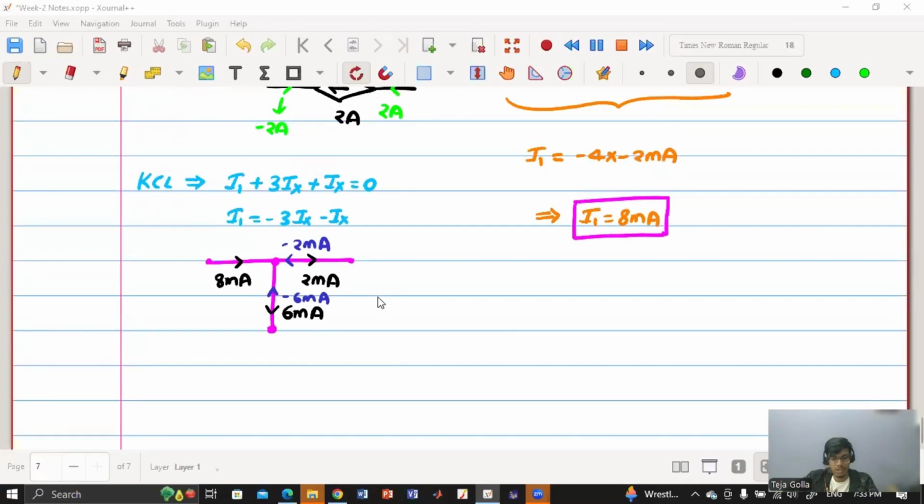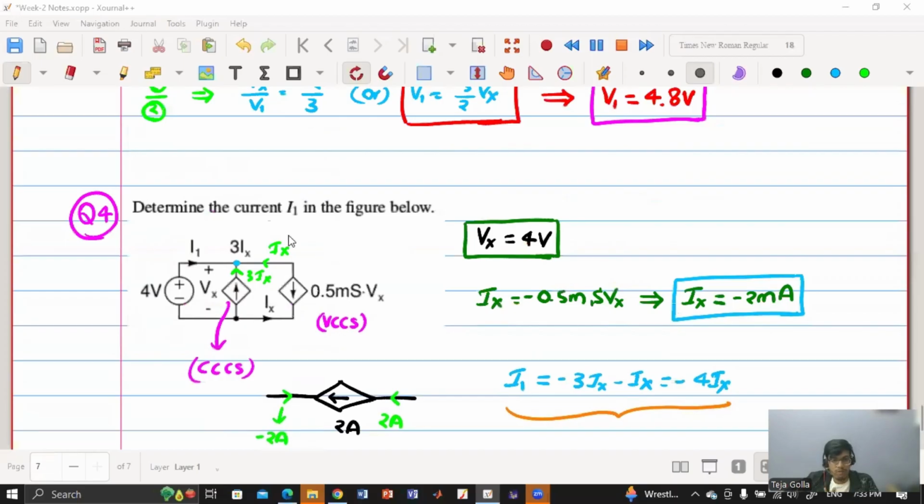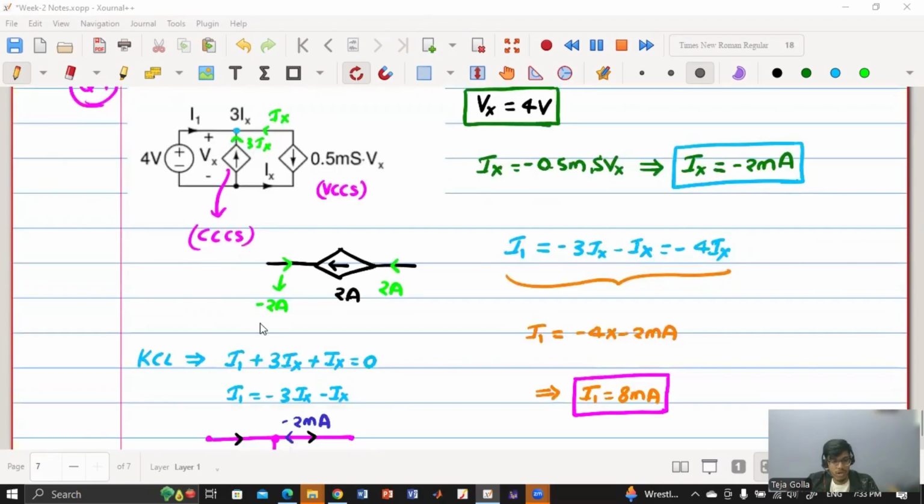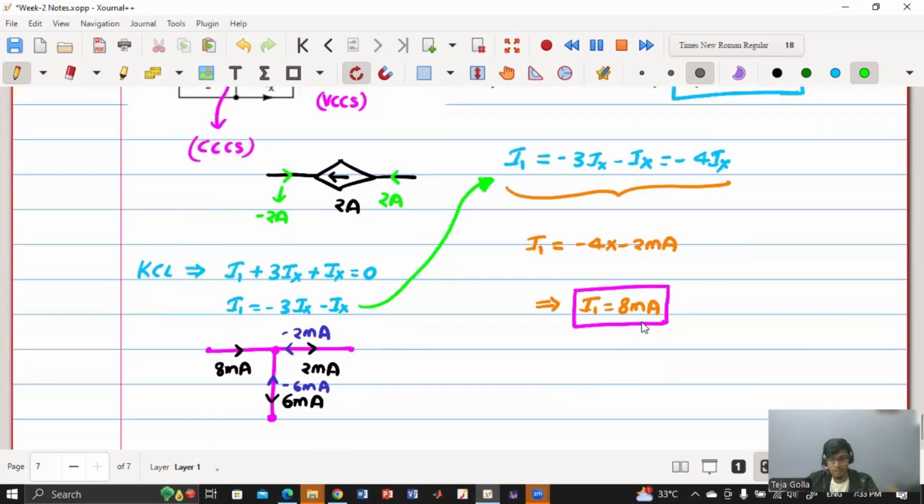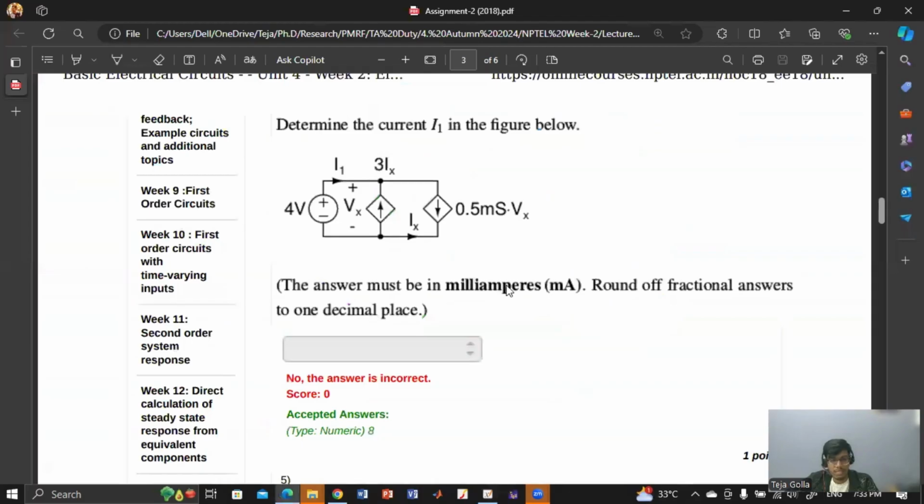Or let me just again summarize. So in these questions, we have two sources. One is a voltage controlled current source, other one is current controlled current source. So first we have to calculate this value, which is dependent on Vx. So Vx we have obtained. Then we have obtained the value of Ix. Then we have applied KCL at this node like this, and then we got I1 equal to minus 3Ix minus Ix, which is basically written here. So now we have substituted the value of Ix, and then we got the value of I1 as 8 milliamperes.